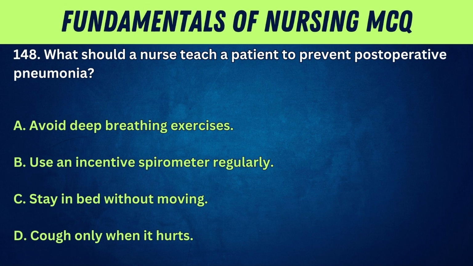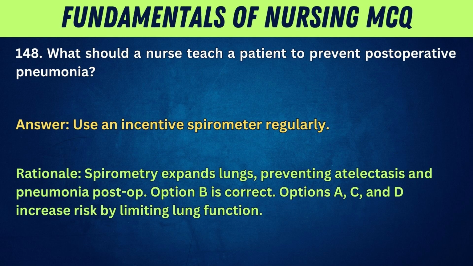148. What should a nurse teach a patient to prevent postoperative pneumonia? A. Avoid deep breathing exercises. B. Use an incentive spirometer regularly. C. Stay in bed without moving. D. Cough only when it hurts. Answer. Use an incentive spirometer regularly.